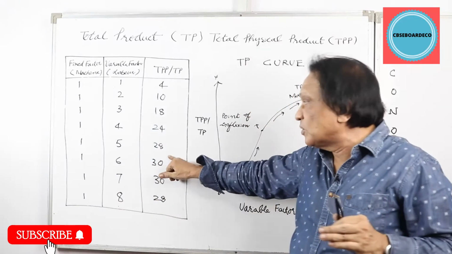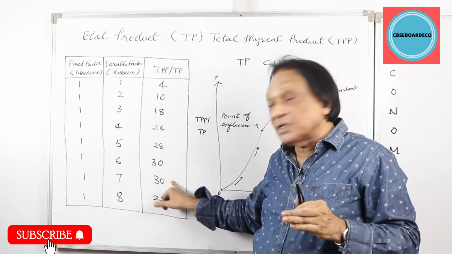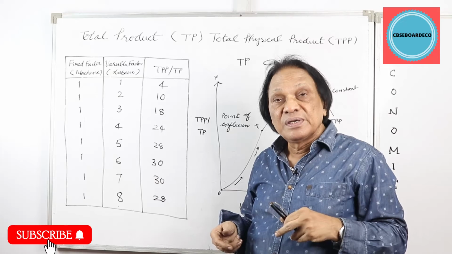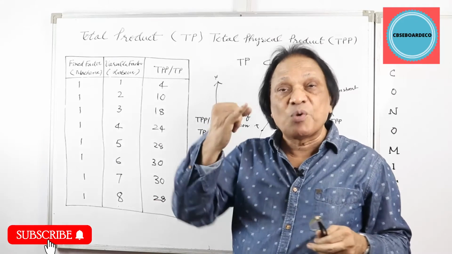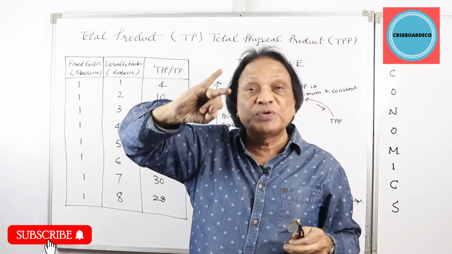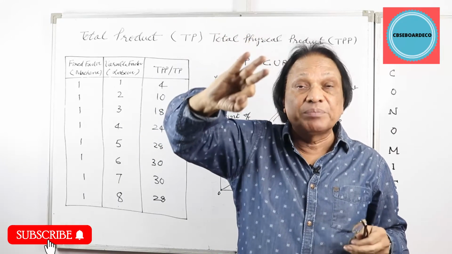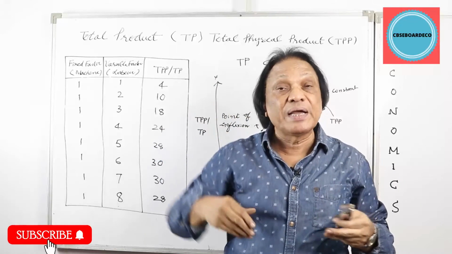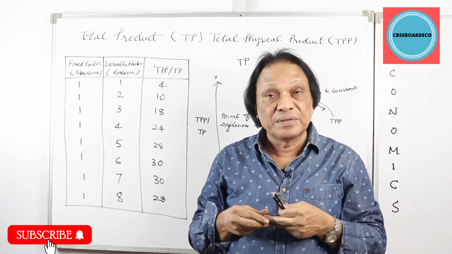Then 30, and one more laborer you engage, 6 to 7, it remains constant. If you engage one more laborer, the TPP declines. It has come down. So 2-3 points become clear. Number one, fixed factors remain constant. On this fixed factor machine, you increase the variable factor. TPP first increases at an increasing rate. Number two, it increases at a diminishing rate. And number three, after that it reaches the maximum, then it declines.